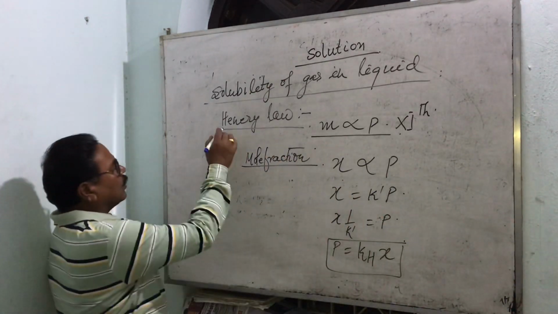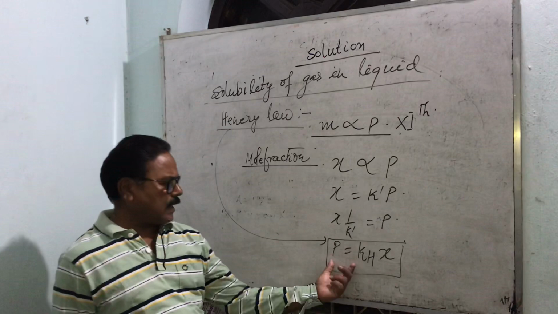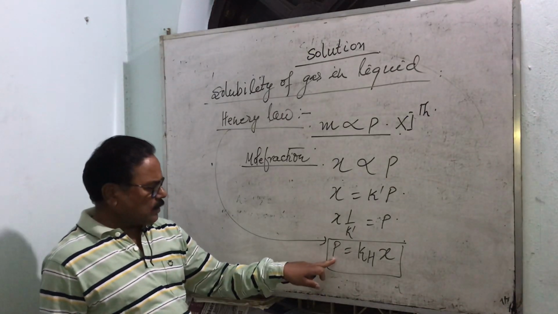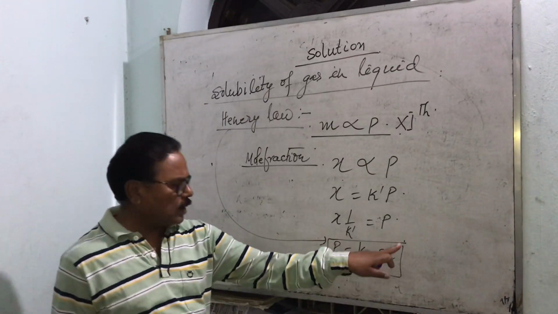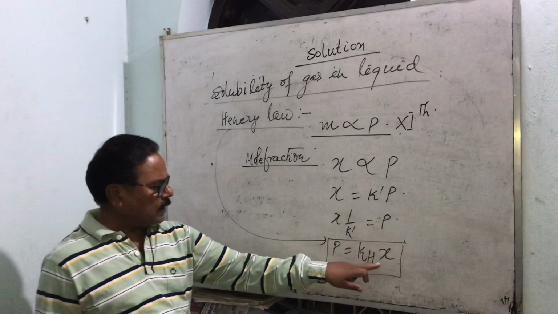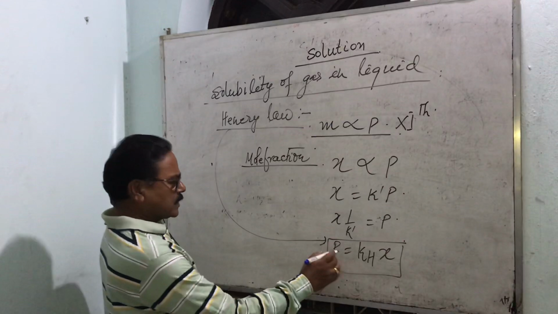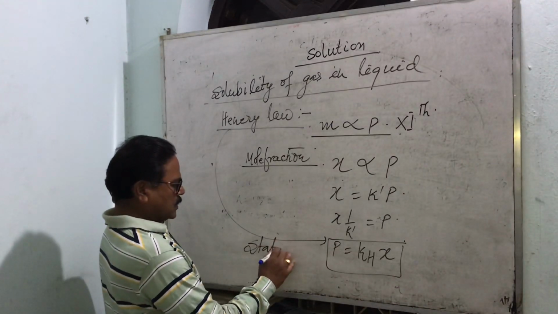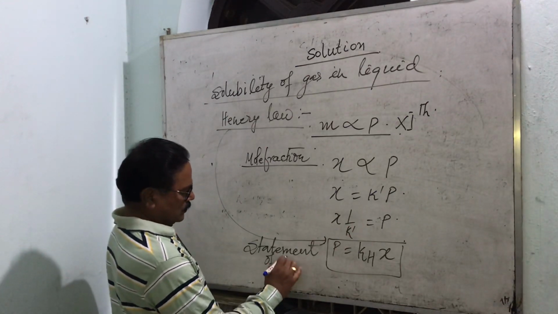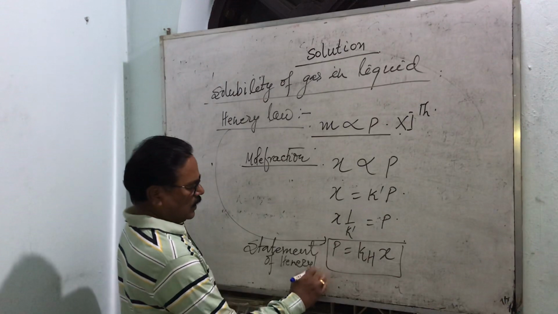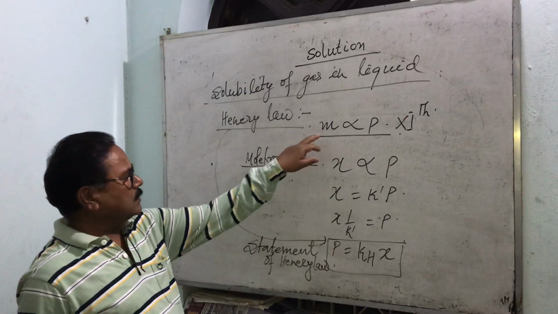Henry's law is now stated as: the partial pressure of a given mass of a gas is directly proportional to the mole fraction of the gas in the liquid at a given temperature. This is the statement of Henry's law.